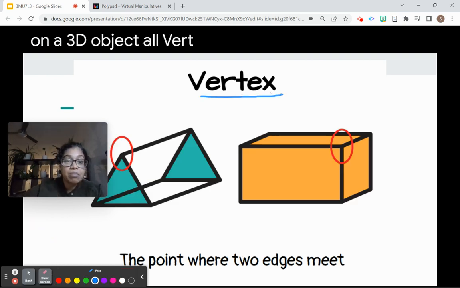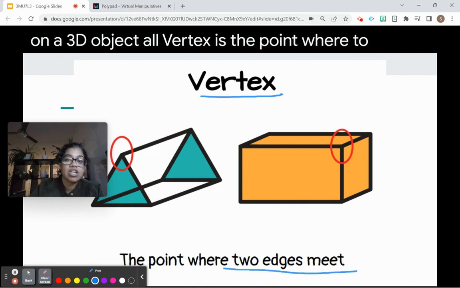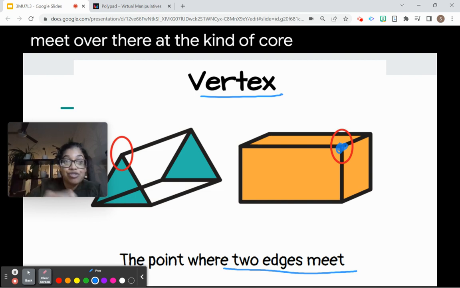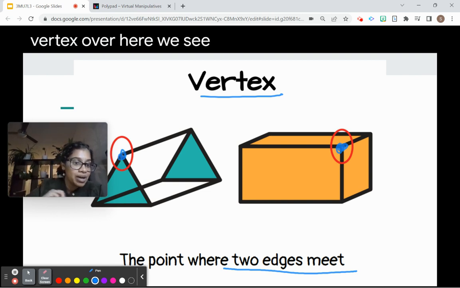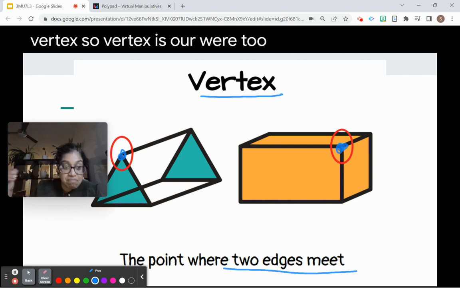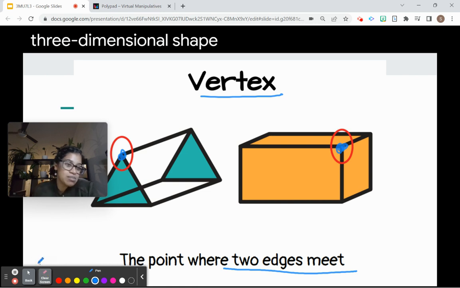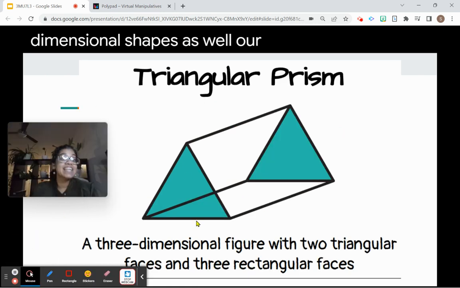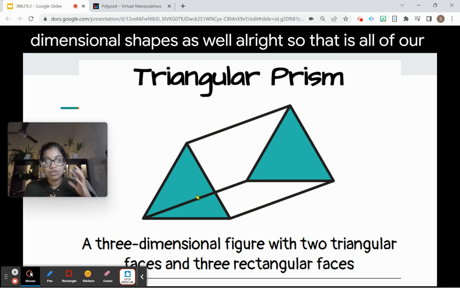And a vertex. A vertex is the point where two edges meet. Over here, we see the edges meet at the corner. That is a vertex. Over here, we see the point right there. That is a vertex. Vertexes are where two edges meet on a three-dimensional shape, and we see them on two-dimensional shapes as well. That is all of our attribute vocabulary words.